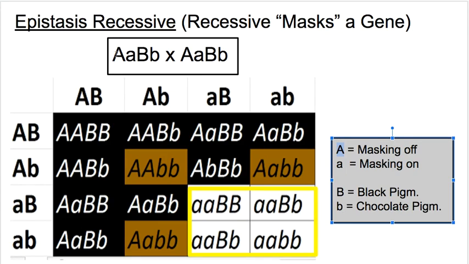So what does this parent look like? Well, big A, the masking is off. Big B, little b, it's a black lab. And as it turns out, it's actually not a purebred because it does have the chocolate inside of it because the little b is hidden. This is also a black lab because the big A, the masking is off. So this will be a black lab.